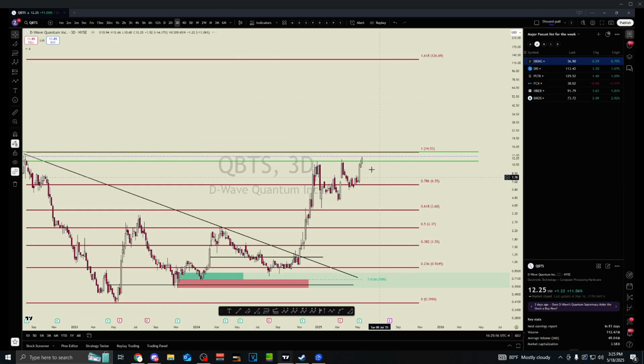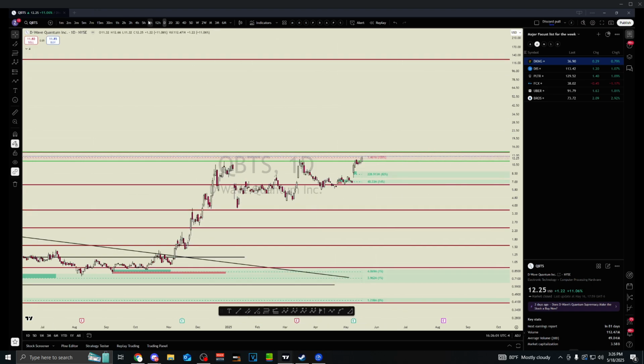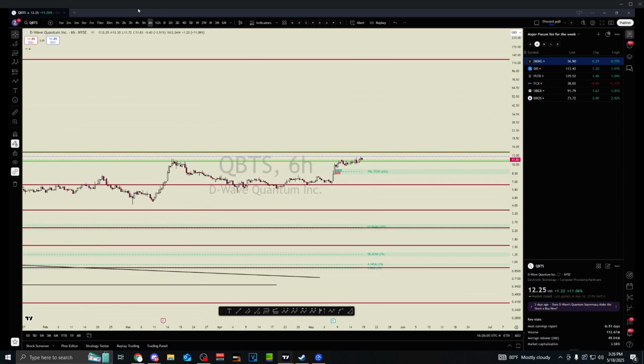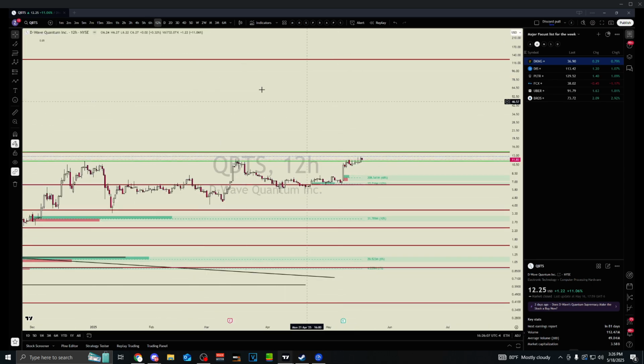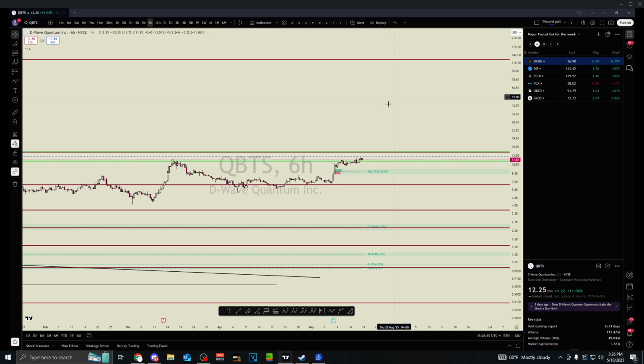On 3D, I could see there is none, right? On daily, there is 100%. And then here comes the fun part. Why I held through that pump is because I think on 12 hours or 6 hours, I was looking at it and there was still 100%.